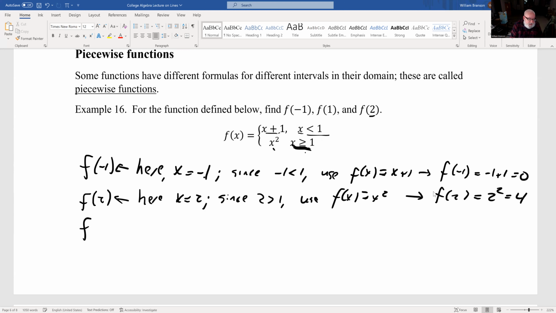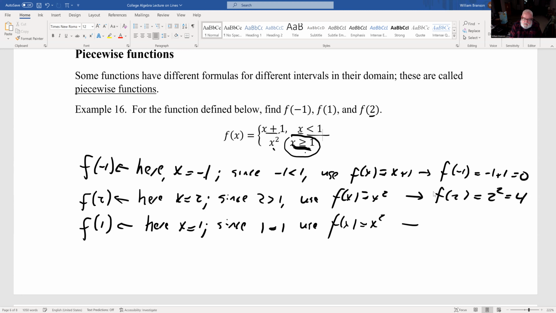And f of 1 is a little bit tricky, well, not too tricky, right? It's saying here x equals 1. But 1 actually equals 1. So that means we're using this formula because that's the greater than or equal. This is strictly less than. So we have to use f of x equals x squared, and f of 1 equals 1. So if you've got a piecewise function and you want to know what f of x is, you can figure out which of the two formulas you need to use and then use that formula.